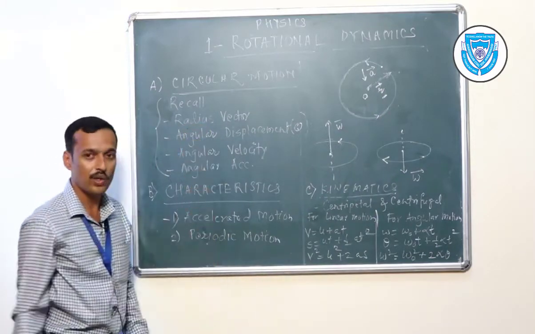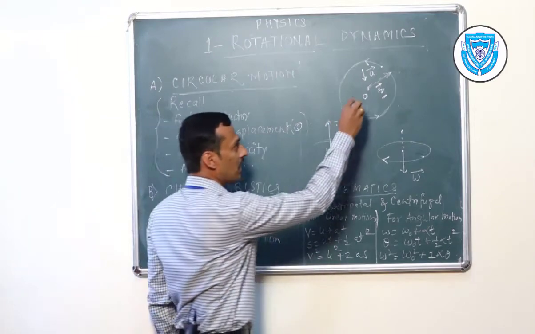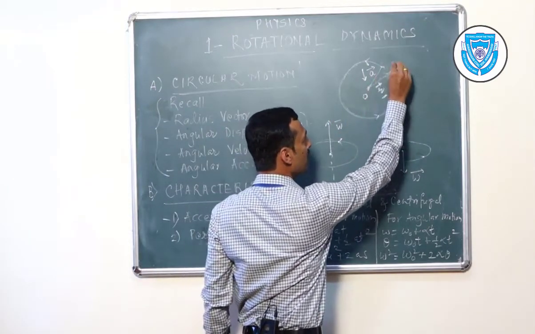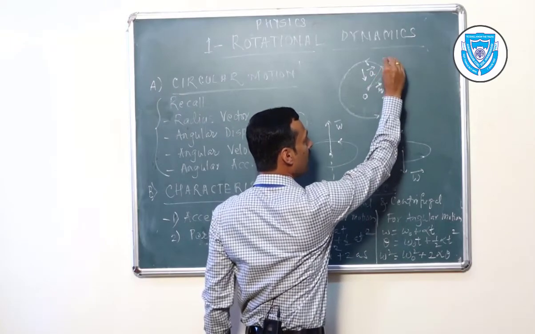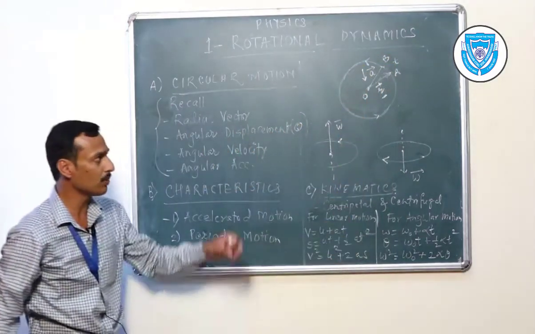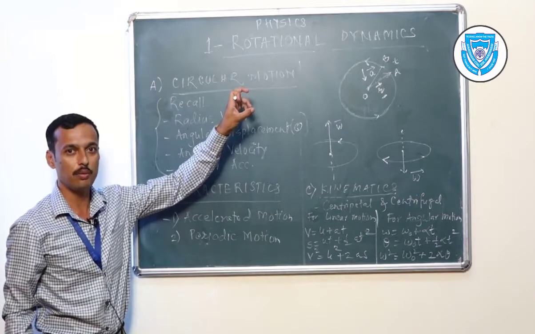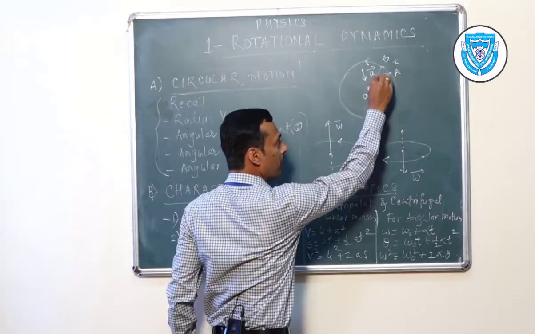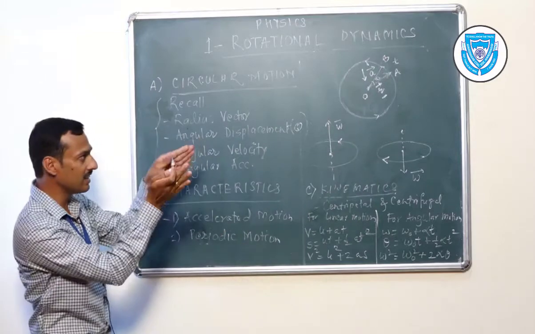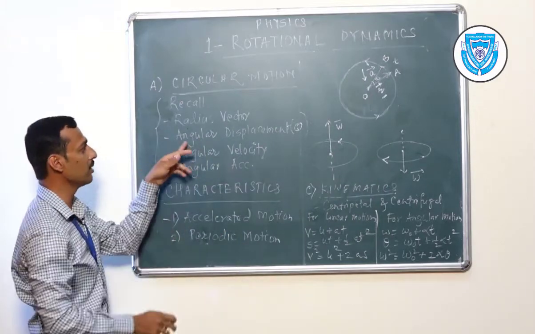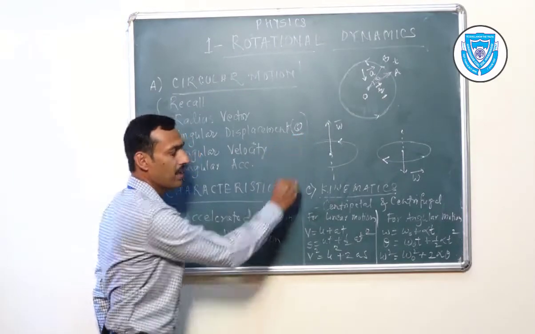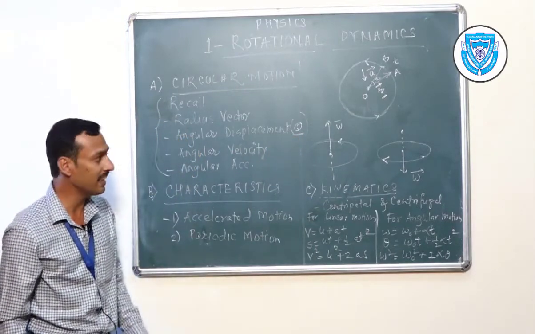Then next one, angular displacement. Suppose this position is A, and after time, let us say t, the particle reaches the position B. Here the radius vector makes an angle at the center, and this angle is nothing but the angular displacement, and this angular displacement is denoted by theta.